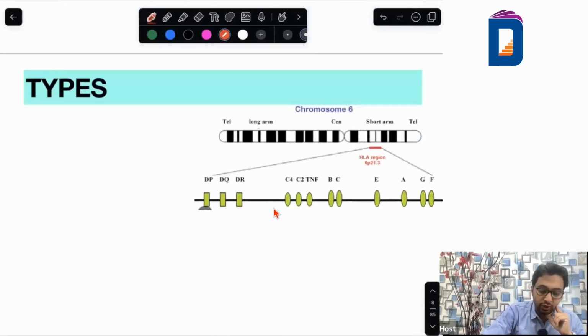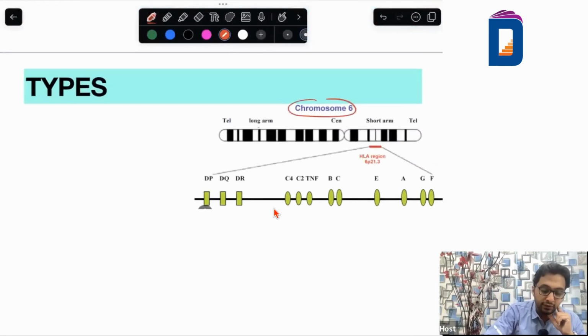So this is what I was talking about. This is chromosome number 6, and this is the short arm. There's a short arm and a long arm, and in this there's a specific gene area which is associated with this HLA. Understood?